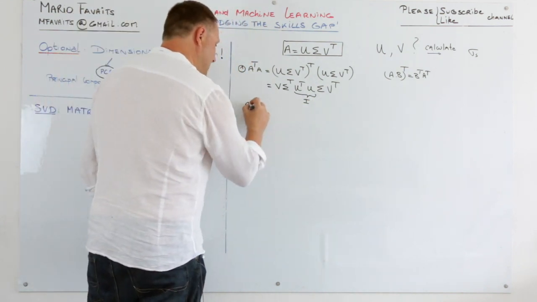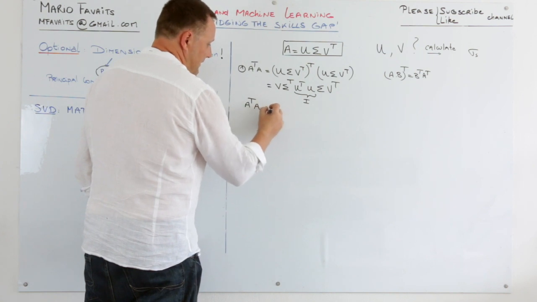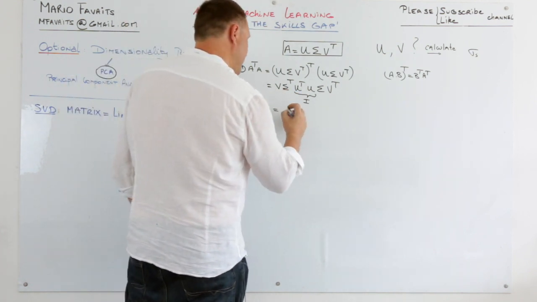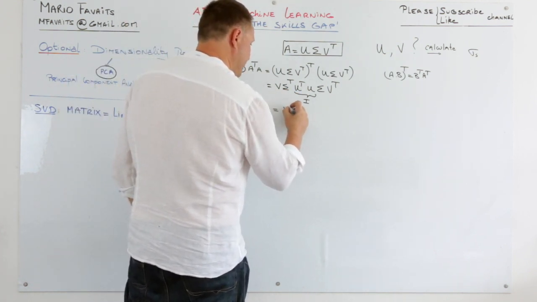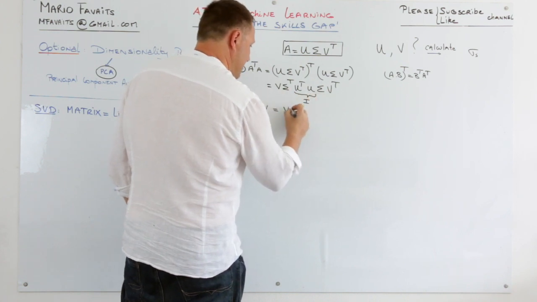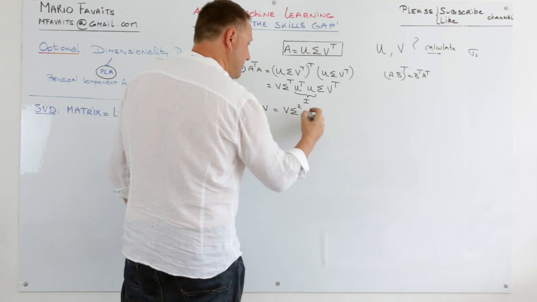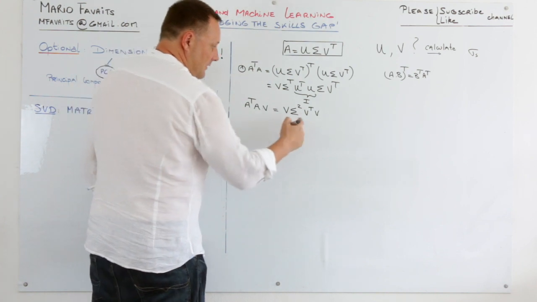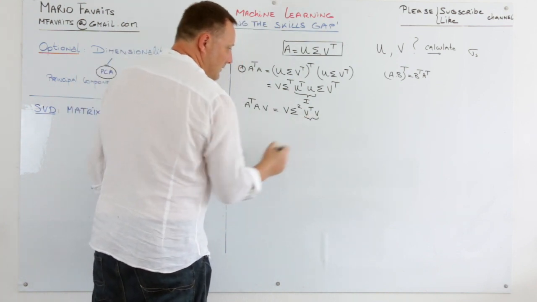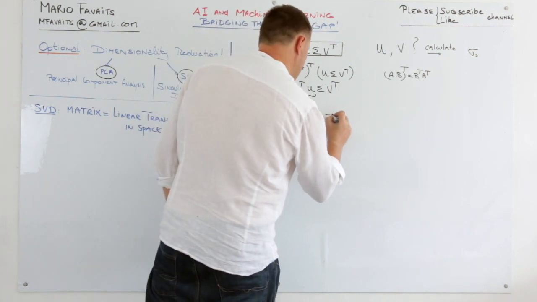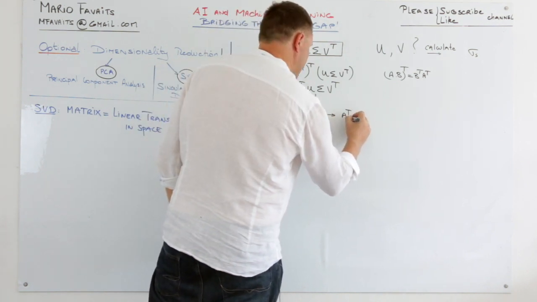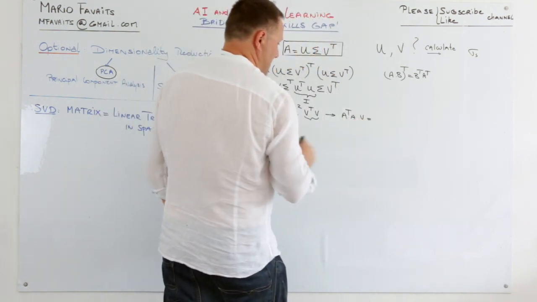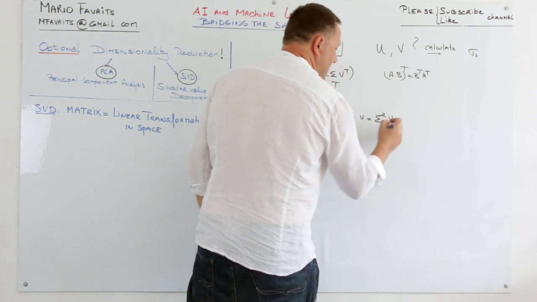So now if we do A transpose A and multiply this with V, then we can do the same here. Then it is V, and then this is sigma squared, right? This times this is sigma squared, and then we have V transpose V, which we can drop. So we have A transpose A working on a vector V equals sigma squared working on a vector V.